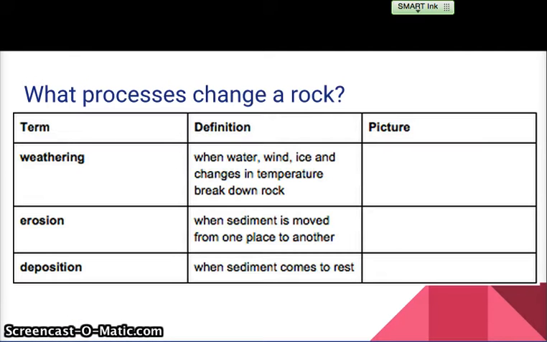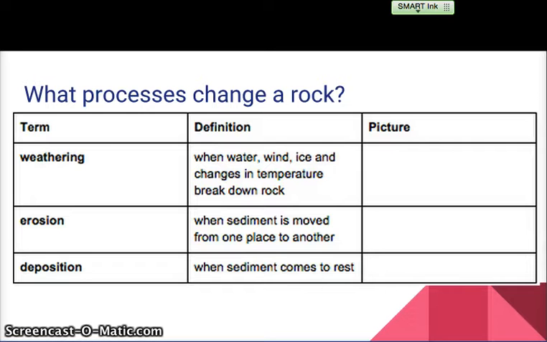Now, here is what your notes will look like when you come back to class and get them. But at the very beginning, it's important that we understand some very basic terms within the different processes that will actually change a rock. And so at the beginning, we have weathering. And weathering is whenever you take water, or wind, or ice, or even a change in the temperature. You know, if you go from super hot to super cold really quickly, those things will break down a rock.